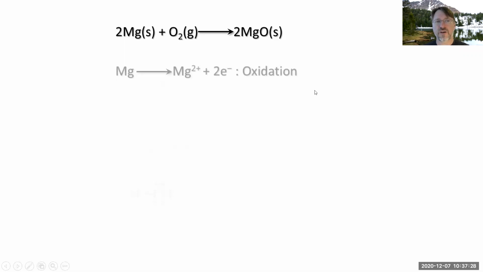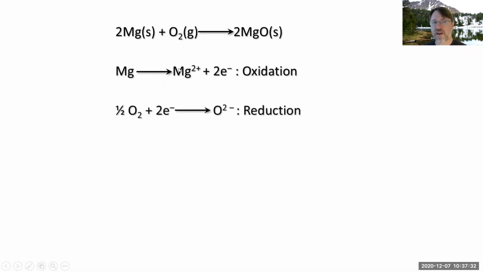Okay, so let's look a little more closely at this process that we just described. We have the magnesium going to magnesium 2+ and giving up 2 electrons in the process. And we call that process oxidation. Now notice here that the charge on both sides of the arrow is the same, because on the right-hand side we have 2 negatives and 2 positives, which add together to make it neutral.